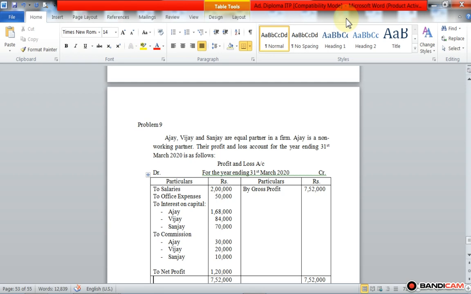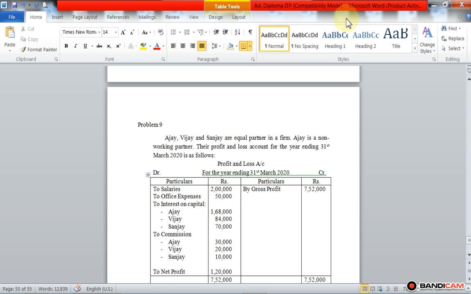Ajay, Vijay and Sanjay are equal partners in a firm. Ajay is a non-working partner. Their profit and loss account for the year ending 31st March 2020 is as follows. Here Ajay, Vijay and Sanjay, three partners in a partnership firm, share profit and losses equally. Ajay is a non-working partner of the firm. It means Vijay and Sanjay are working partners of the firm, and their profit and loss account for the year ending 31st March 2020 is given here.